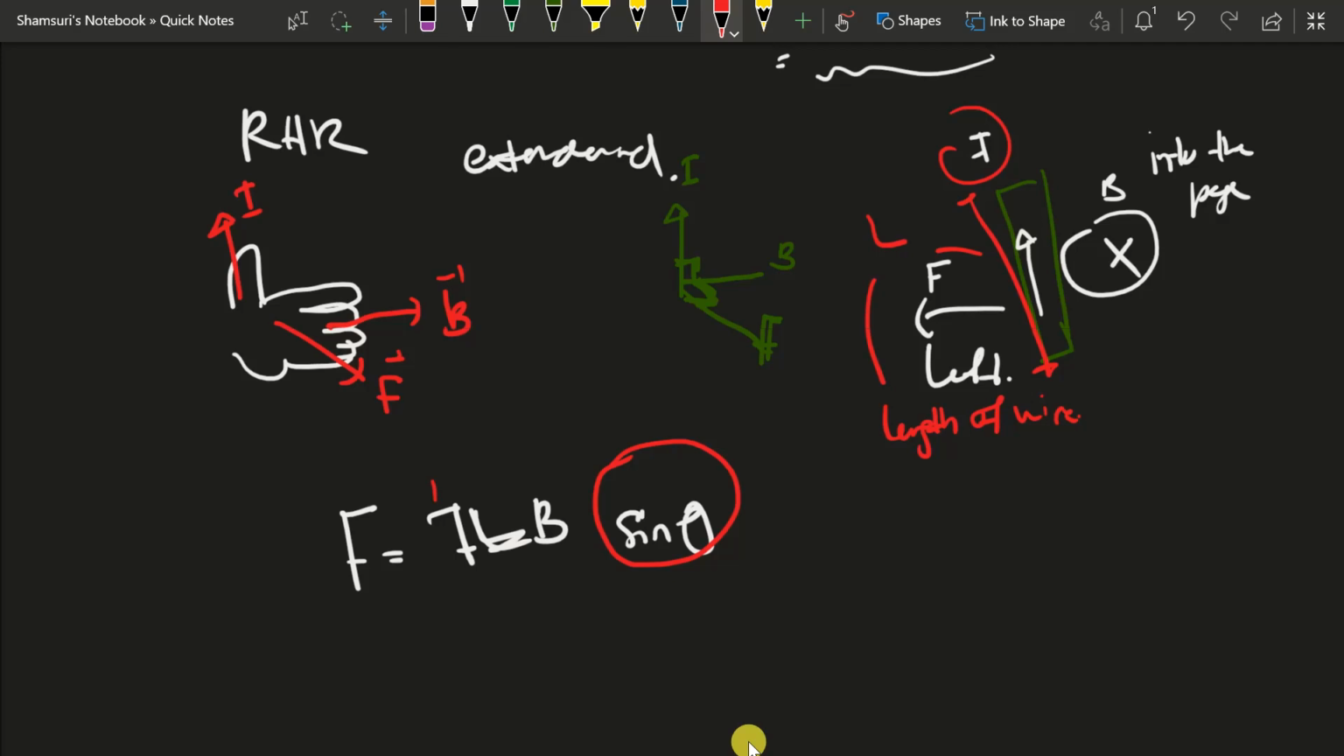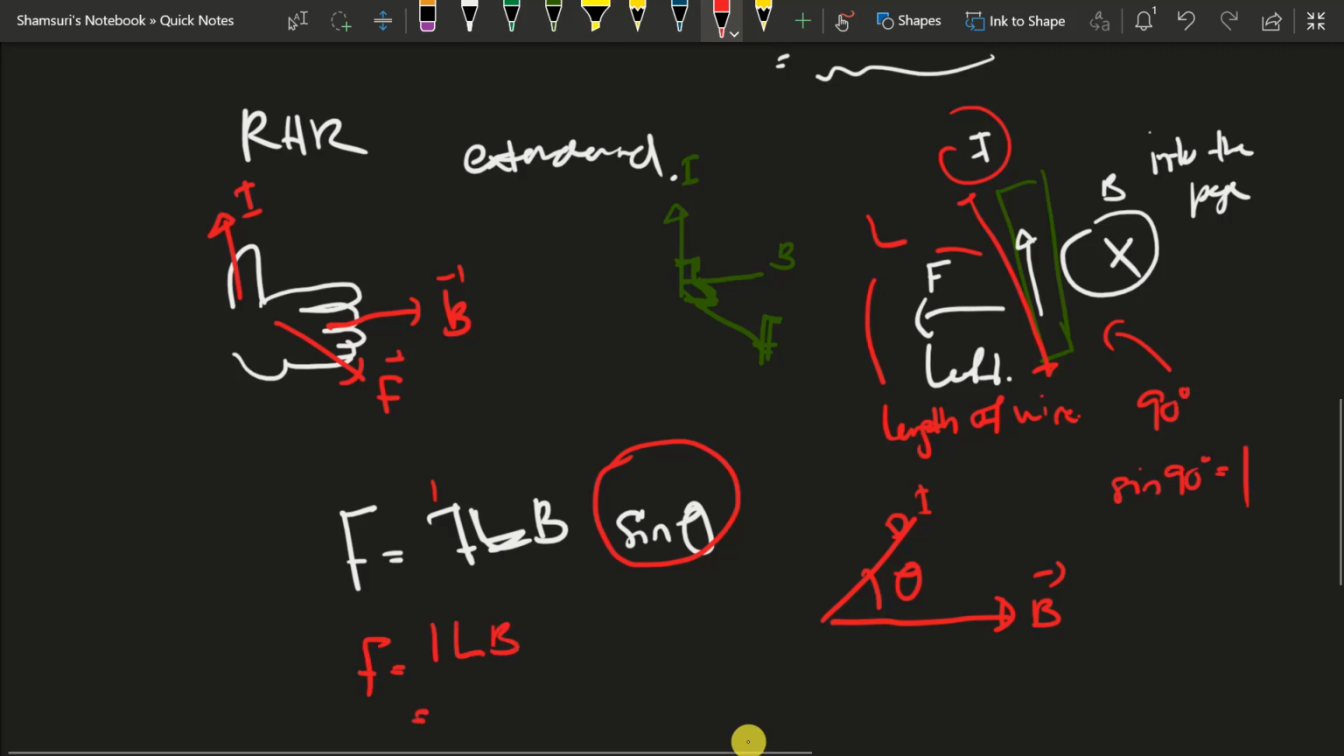The sine theta is the angle theta between I and B. So we have, for example, this is B, the magnetic field, and this is I. This is theta. So for this case, I and B are almost like this. In this case, it's 90 degrees. So sine 90 degrees is equal to 1. So here we can get F is equal to ILB.